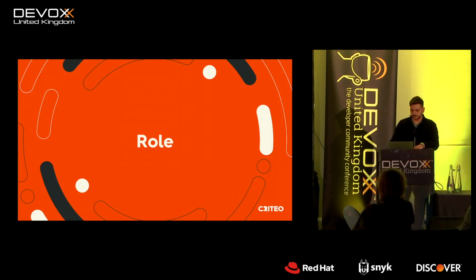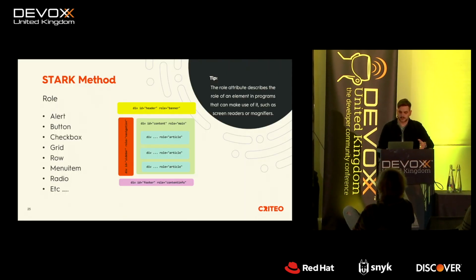So the role. Role basically will describe the role of an element in the program. So you can change this role and how it will be read by a screen reader or magnifier. Like ARIA tags, we have plenty of roles. Can be alert, button, checkbox, grid, progress bar.